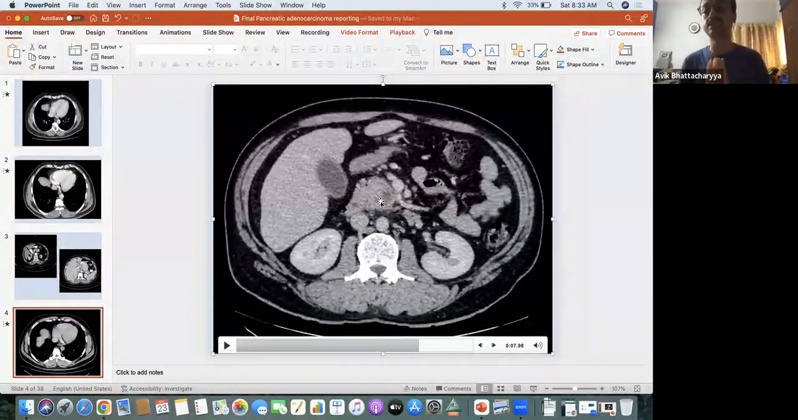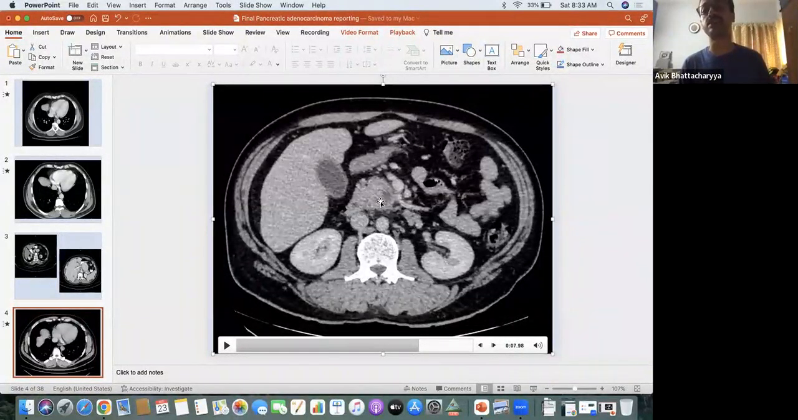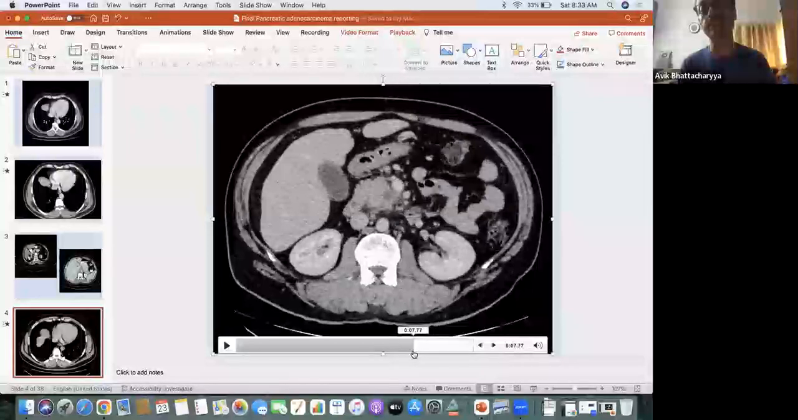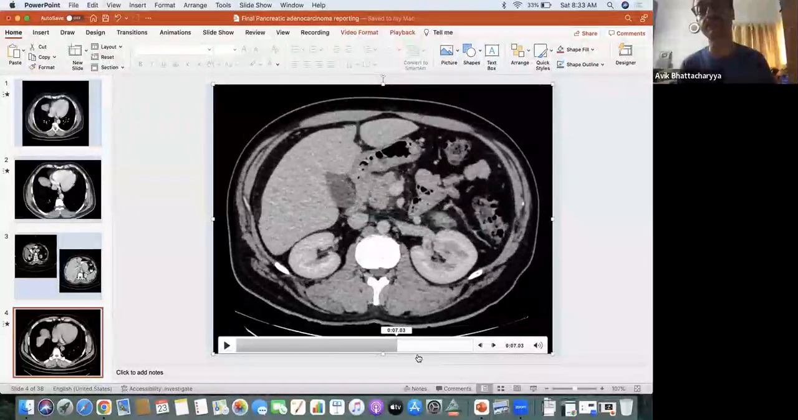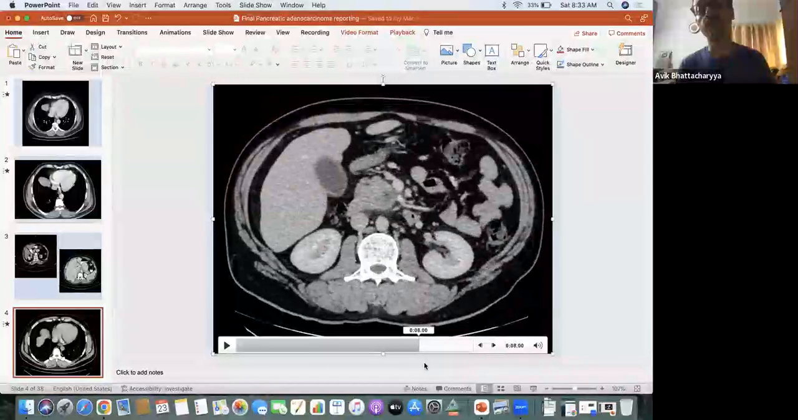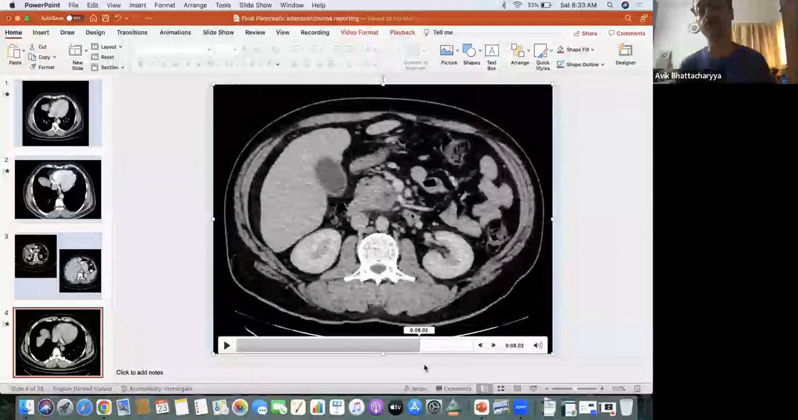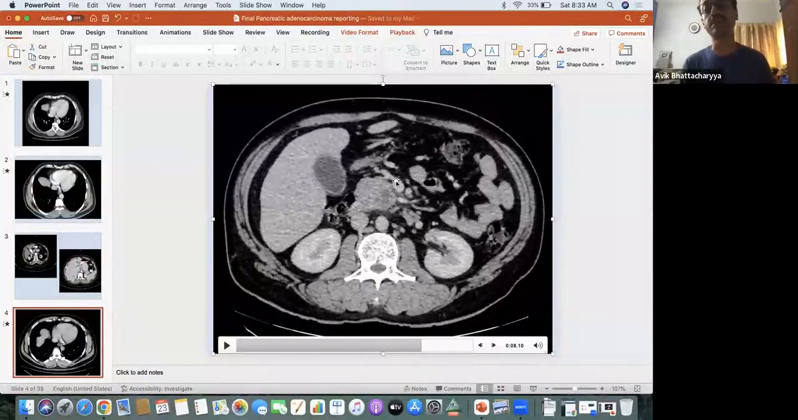When we do a triple phase study and see the different phases, we can see the enhancement characteristics change in different tumors of the pancreas. So when we see this lesion at the region of the pancreatic uncinate process and head, which is obstructing the common bile duct, we need to figure out whether this lesion is resectable or not. At that point, we have to very carefully see the superior mesenteric vein.